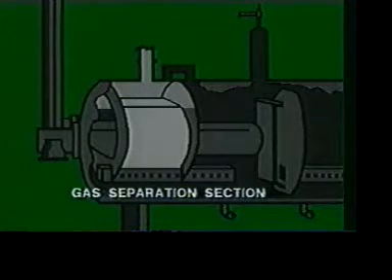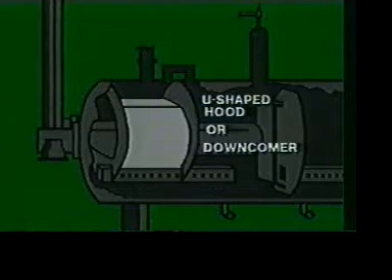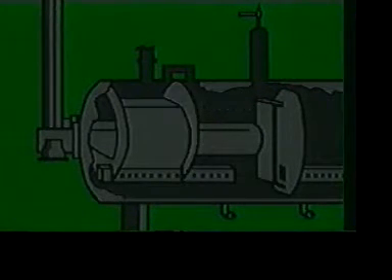The gas separation section is the top section of the first chamber. This is where emulsion first enters the treater and where initial separation of gas and liquids occurs. A U-shaped hood or downcomer covers the fire tube in the gas separation section. It diverts incoming emulsion to the bottom of the treater. A baffle is located between the gas separation section and heating section. It helps divert incoming emulsion to the free water knockout section.